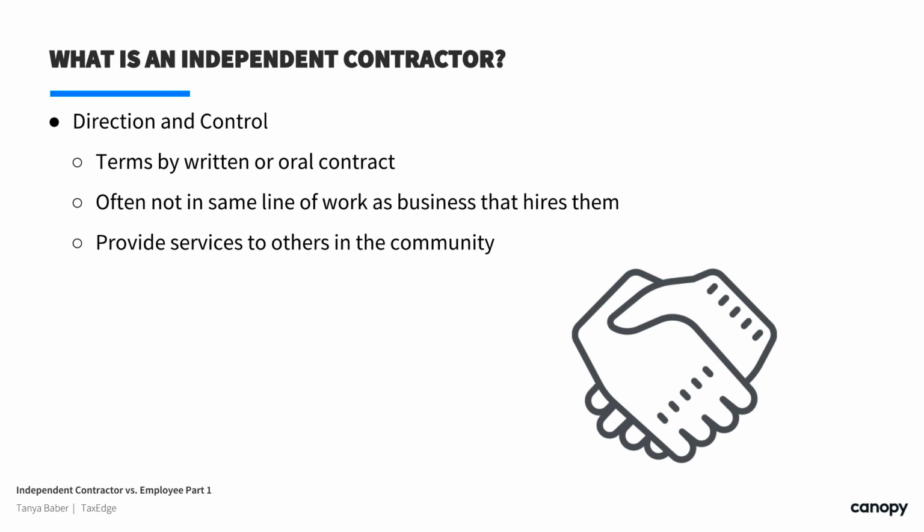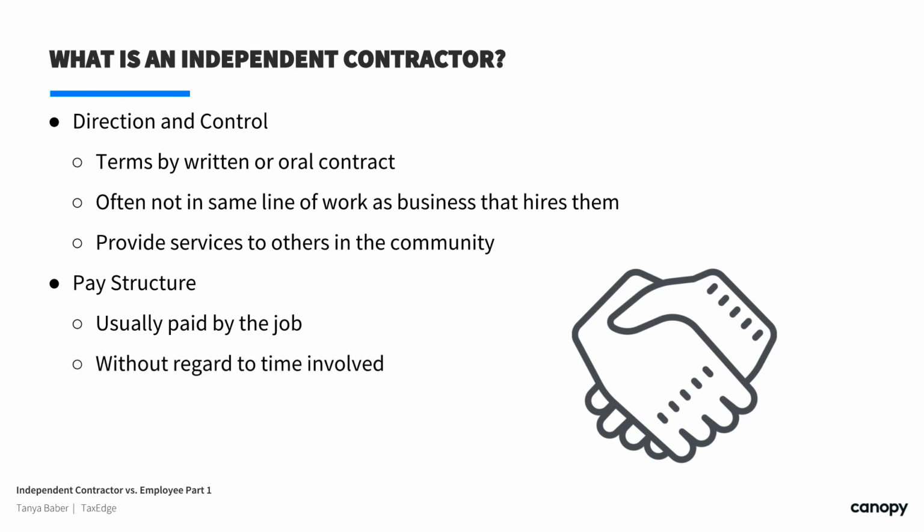Examples of independent trades that fall into this category are physicians, lawyers, dentists, contractors, and of course accountants. We work for a variety of different clients. We wouldn't necessarily be an employee of just one if we're doing that work for lots of them. Pay structure is that they're usually paid by the job. That's another one of the differences quite often in an independent contractor compared to how employees are paid, and often without any regard to the time involved.